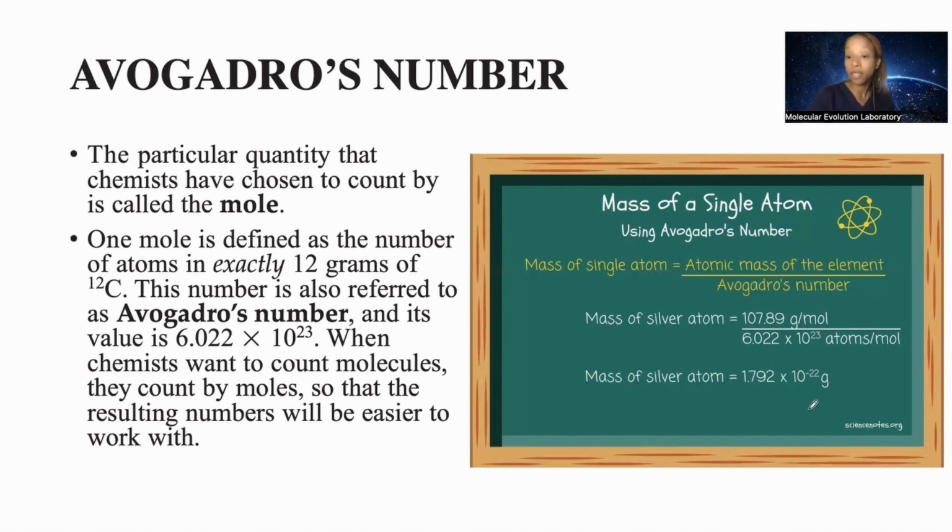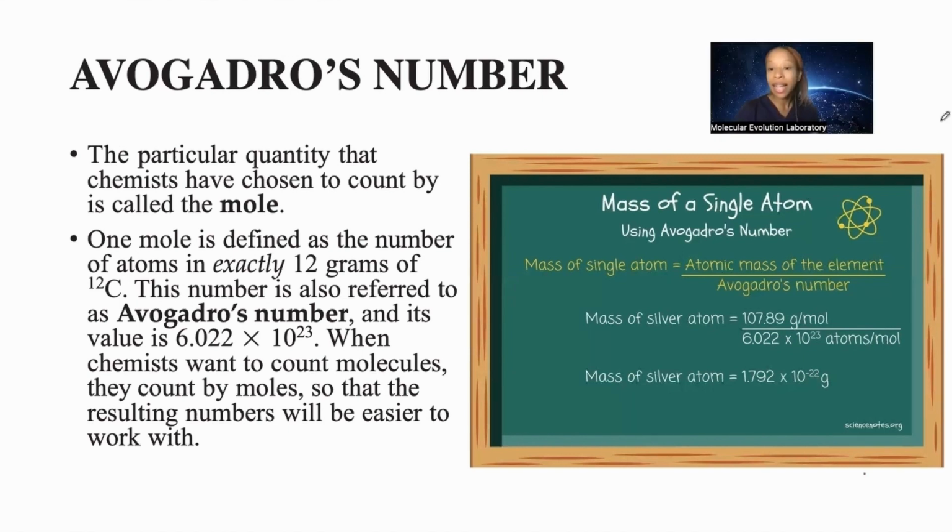So therefore, the mass of a silver atom would be 1.792 times 10 to the minus 22. The mass of a single atom is found by dividing the atomic mass of the element, which you can find on the periodic table, by Avogadro's number, 6.022 times 10 to the 23 per mole. And that basically gives you the mass of the relative atom.